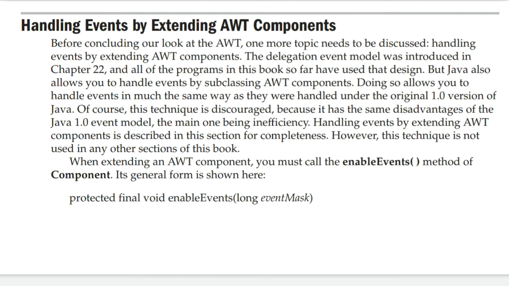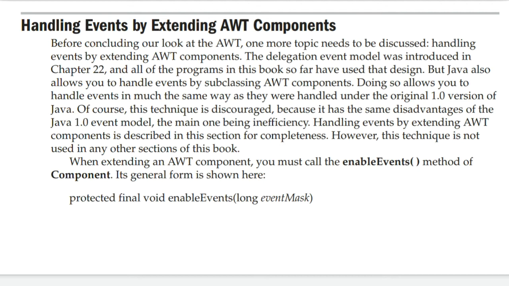The delegation event model was introduced in chapter 22, and all the programs in this book so far have used that design, but Java also allows you to handle events by subclassing AWT components. Doing so allows you to handle events in much the same way as they were handled under the original 1.0 version of Java. Of course, this technique is discouraged because it has the same disadvantages as the Java 1.0 event model, the main one being inefficiency.